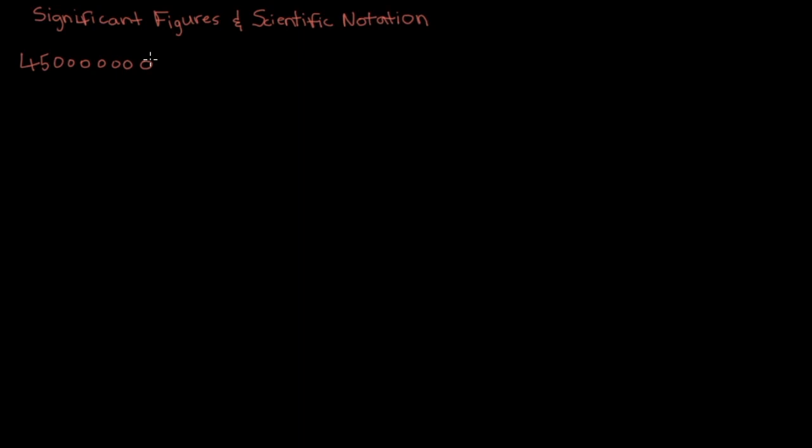So how would I write that number with, say, two significant figures? Also known as significant digits or sig figs. So how would I write this huge number here to two significant figures? Well, the way I would do it is this. What I would do is I would just use the first two digits here. So I would use 4 and 5. All right, so I'd write that down here.